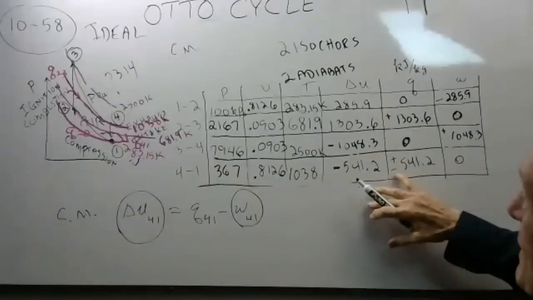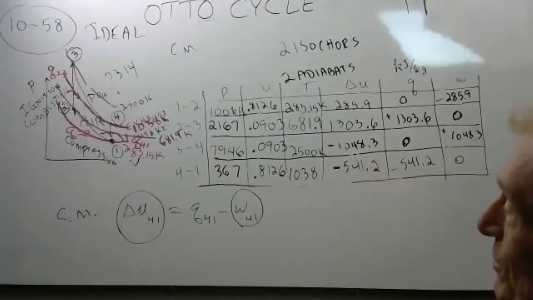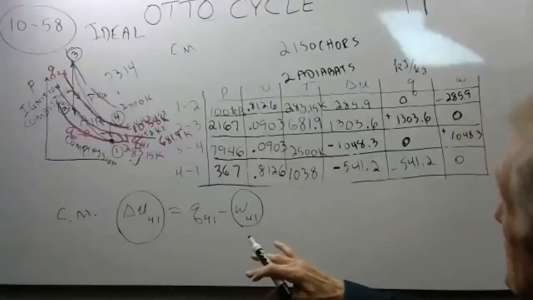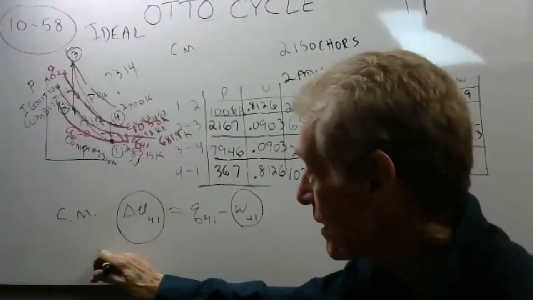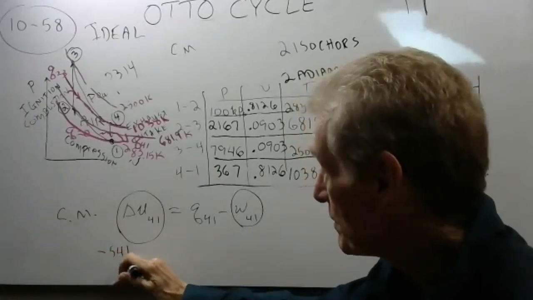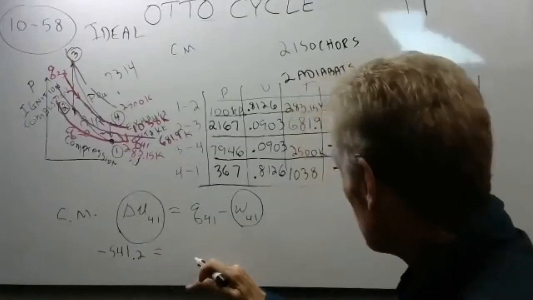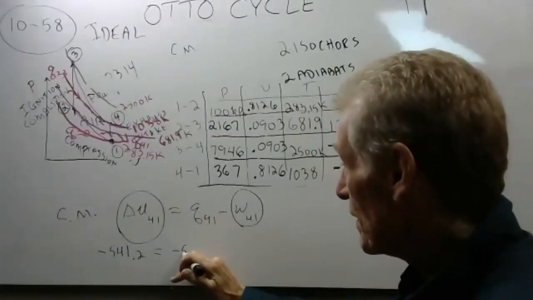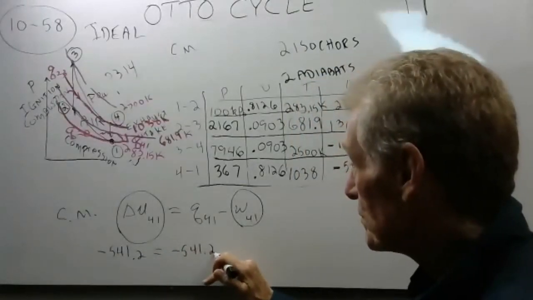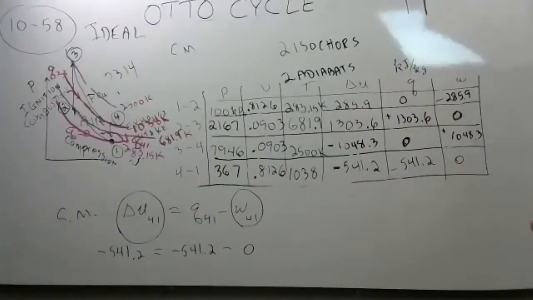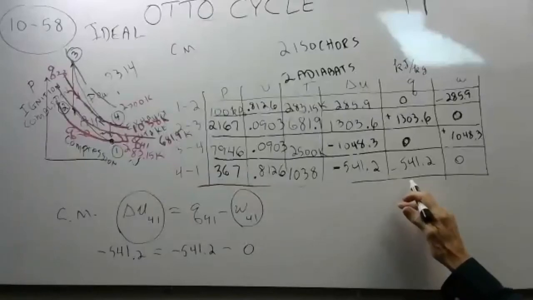Would it be minus? Yep, good going, Cameron, you're a winner. Yeah, it's minus. See, the algebra tells you that. Look, if this is minus 541.2, and this is a minus 541.2, and that's a 0. Hey, the algebra works.